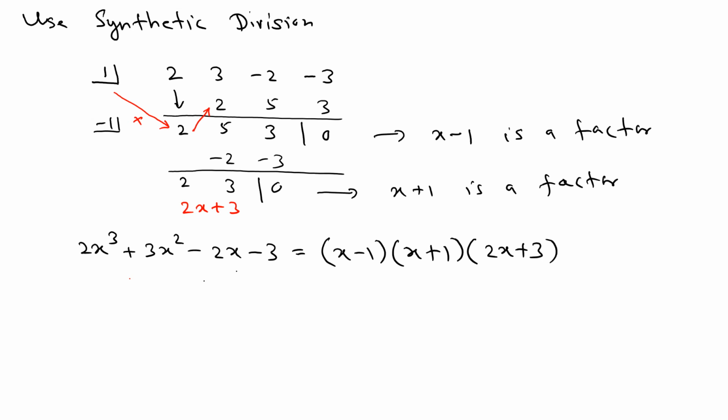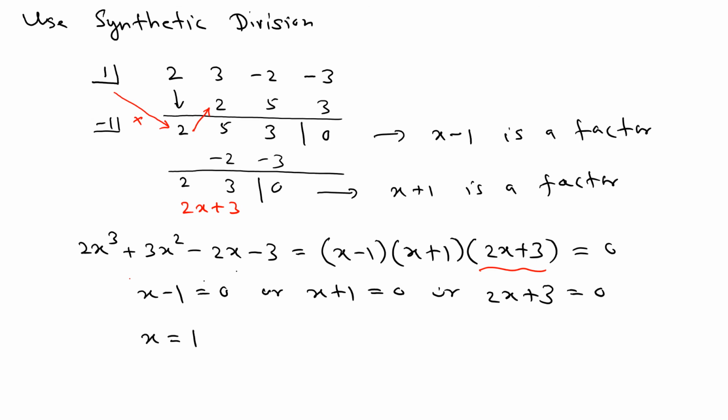That's coming from here. Now we have to solve this, so we set it equal to 0. Then we have x minus 1 equals 0, or x plus 1 equals 0, or 2x plus 3 equals 0. This says x equals 1 or negative 1, or for the last one, you move the 3 to the other side, so it's negative 3 divided by 2, negative 3 halves. Those are the 3 solutions. So you solve the cubic.